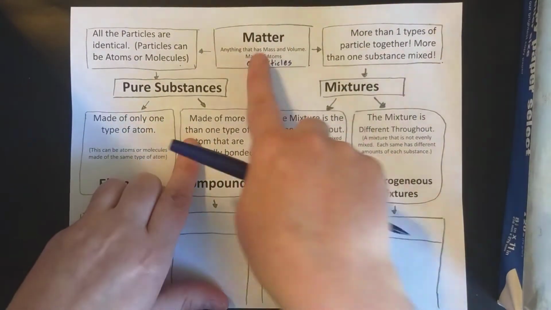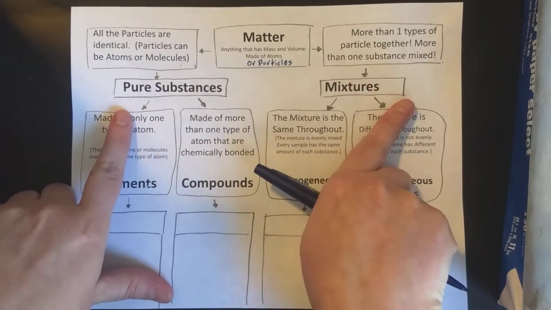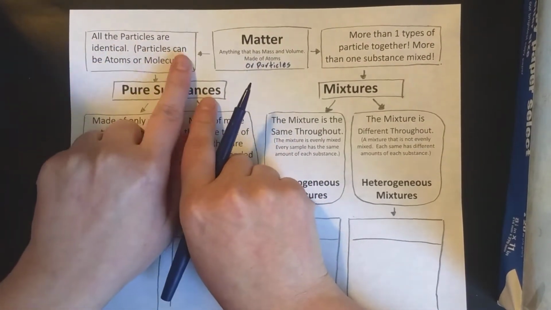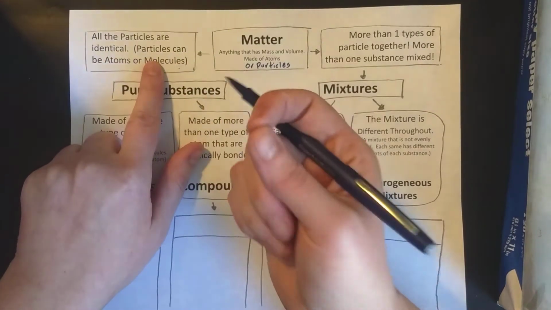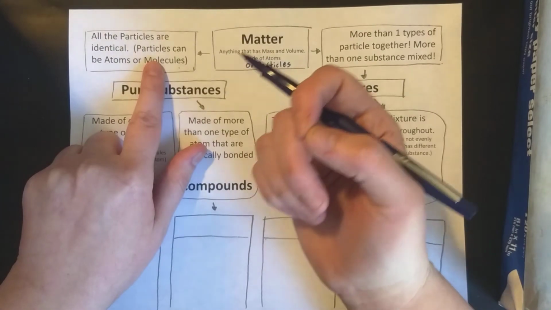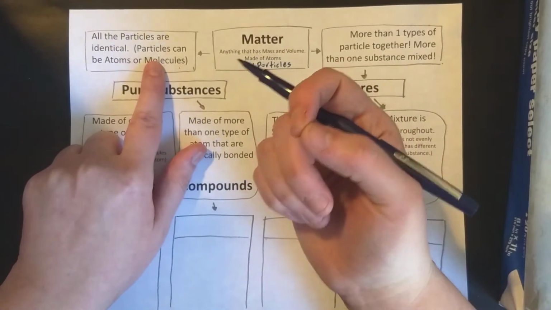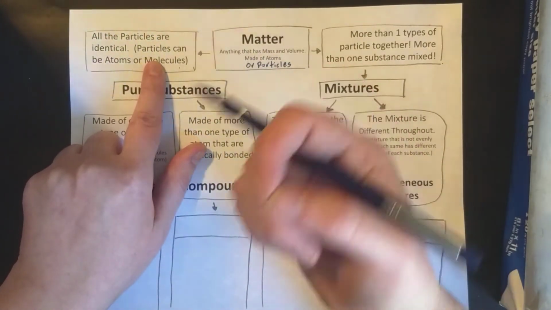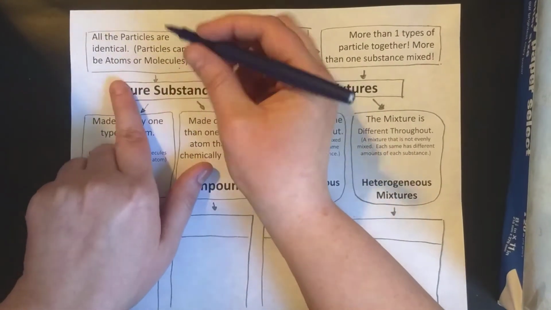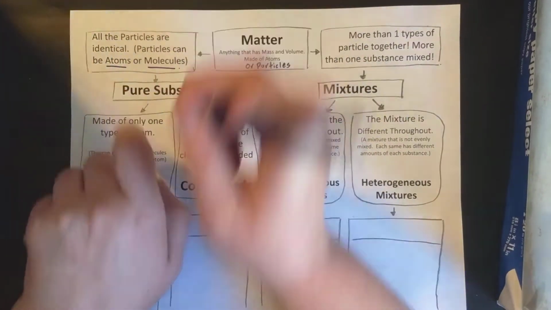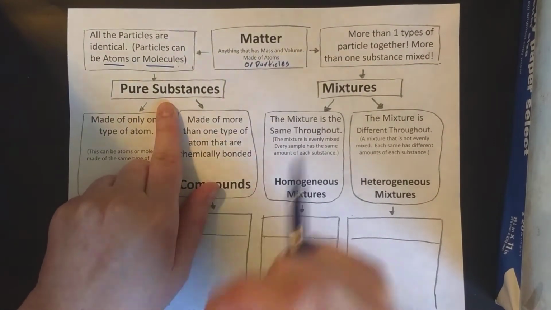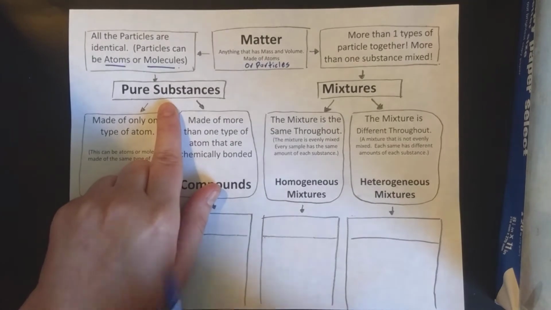So let's start with the pure substances, because they're not mixed with anything else. So in a pure substance, all the particles are identical. So every small piece of matter in that substance is the same. All the smallest pieces are the same. And remember, a particle can be an atom or a molecule. So pure substances, it's all the same tiny pieces in that substance.